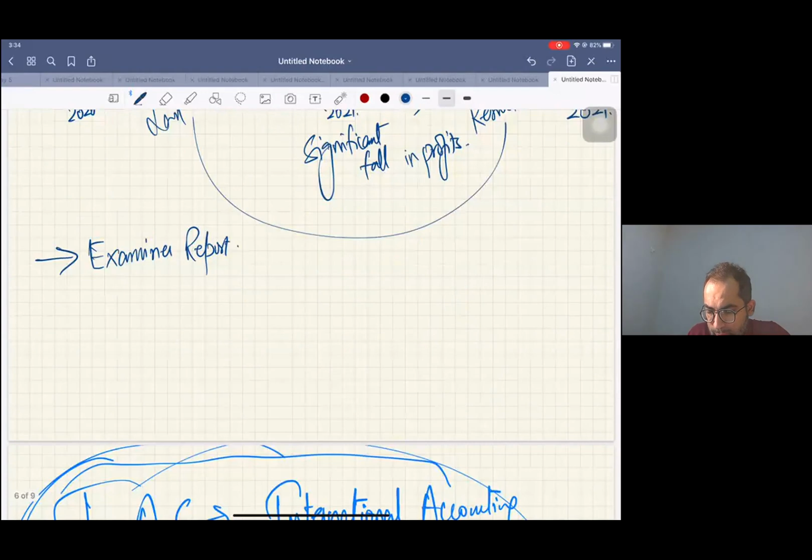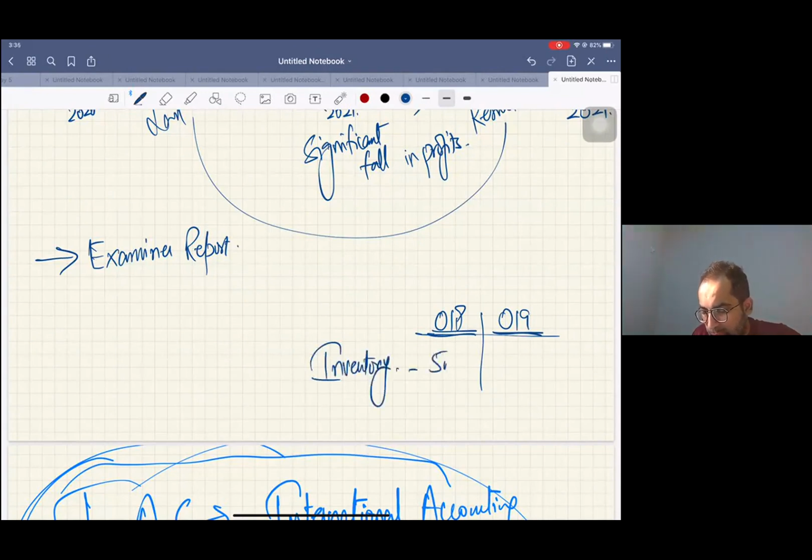In the question, it was written, see, this is 2018 and this is 2019. Look here. Last year, inventory was 5 million, and now it is $7 million. So from the SOFP, it was clear that the inventory level has increased.